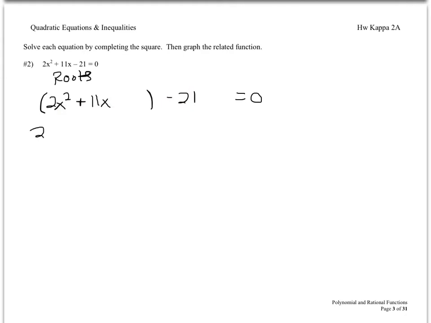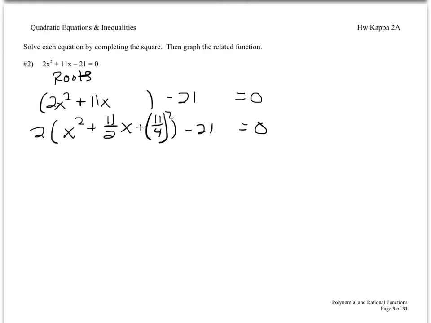If you factor that to the front, we end up with x squared plus 11 over 2. That's what 11 divided by 2 is. Like so. Everything else stays the same. To complete the square once again, we take half of b. Half of 11 over 2 is 11 over 4. And then you square it.